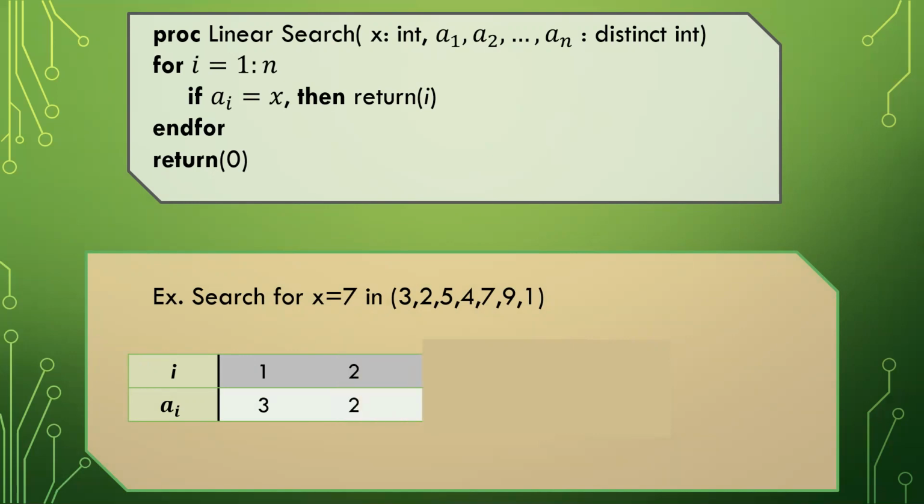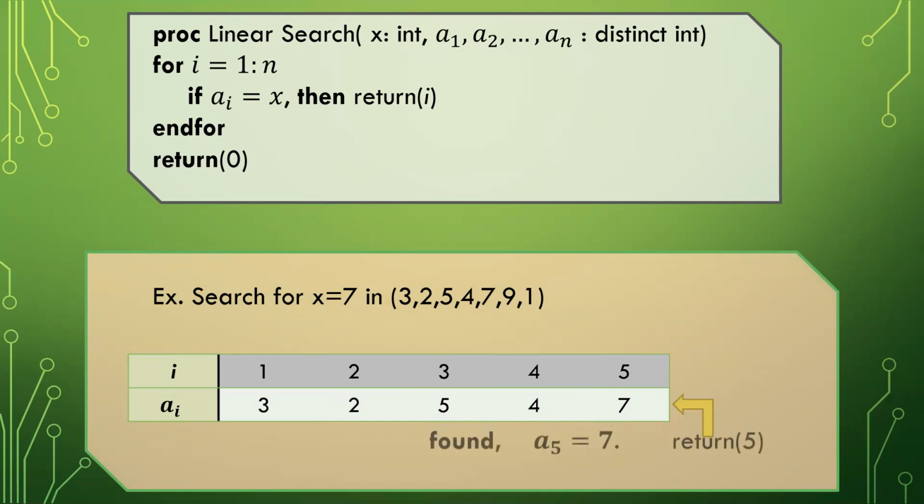When the loop increment goes to 2, I look at the second element. That's a 2, but that's not the 7 I'm after. Look at the third, the fourth, the fifth. The fifth element, I've spotted it. It's the number 7. So I'm going to return 5 because I found it in position 5.